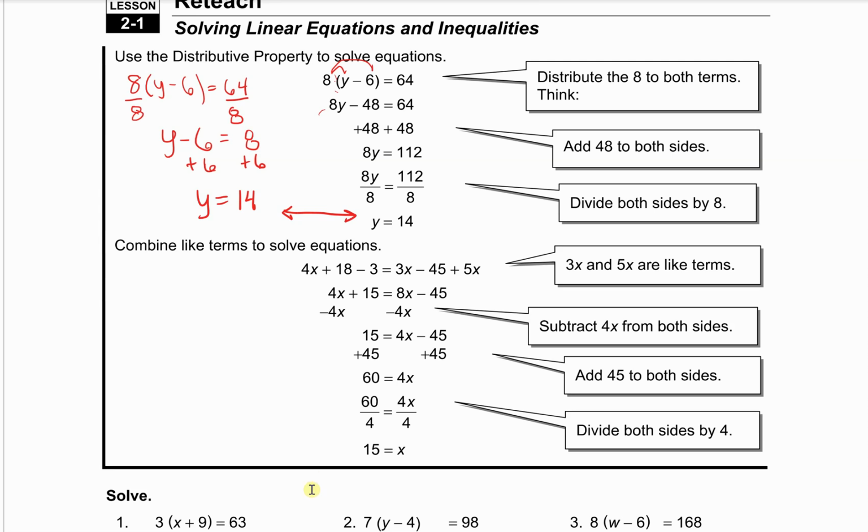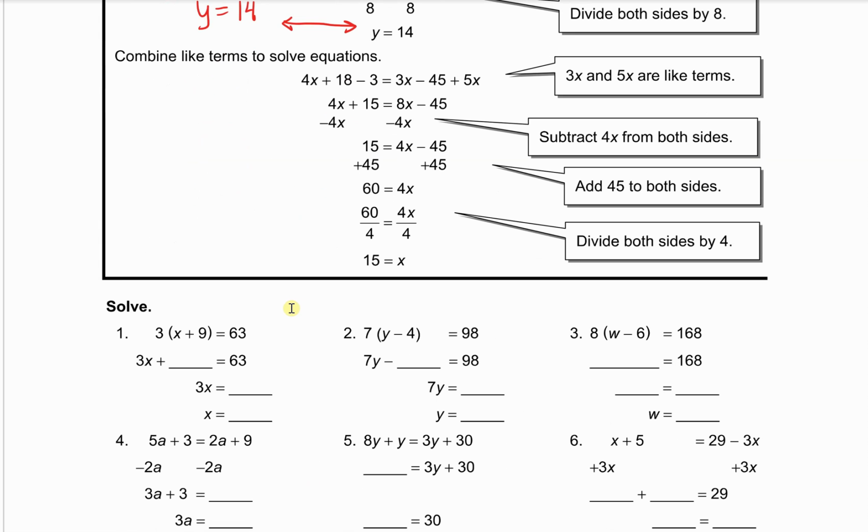This second example is about combining like terms. Again, you just gotta do the math. Here we have 4x plus 18 minus 3 and 3x minus 45 plus 5x. Well, on this side of the equation, the x's are like terms. On this side of the equation, the constants are like terms. Constants are always going to be like terms, but in order for variables to be like terms, remember, you have to have the same variable with the same exponent. So anyway, we combine them and we get 4x plus 15 equals 8x minus 45.